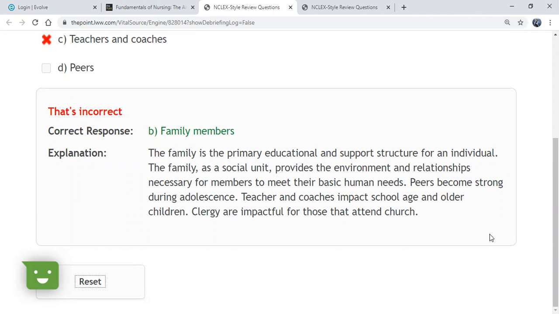All right, so family is a primary educational and support structure for an individual. The family as a social unit provides the environment and relationships necessary for members to meet basic needs. Peers become strong during adolescence. Teachers and coaches impact school age and older children. Clergy are impactful for those that attend church.